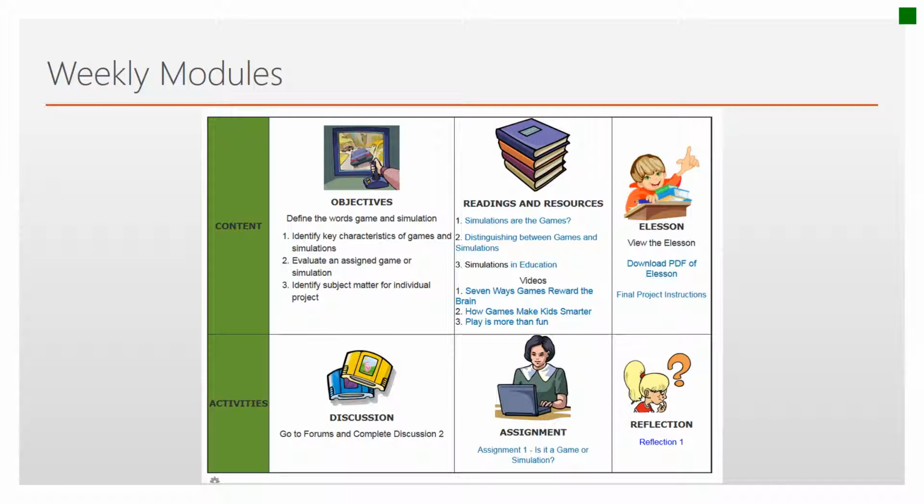The fourth block down on the lower left is the discussion. You'll notice it says go to the forums and complete discussion 2. I'll highlight that to show you what that looks like. Whenever possible, I put the links directly into this box, but for some reason that one wouldn't work this week. So just go out and click on the big forums button and then click on discussion 2 to see what the assignment is for that.